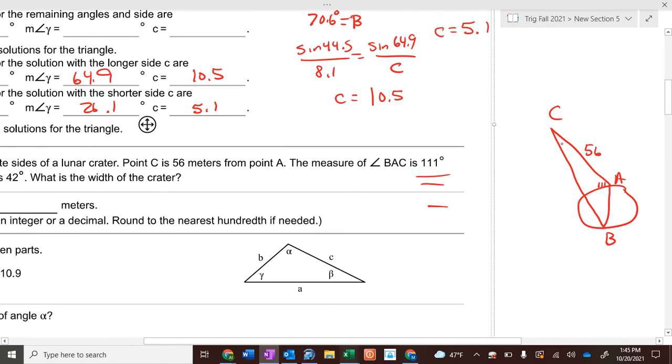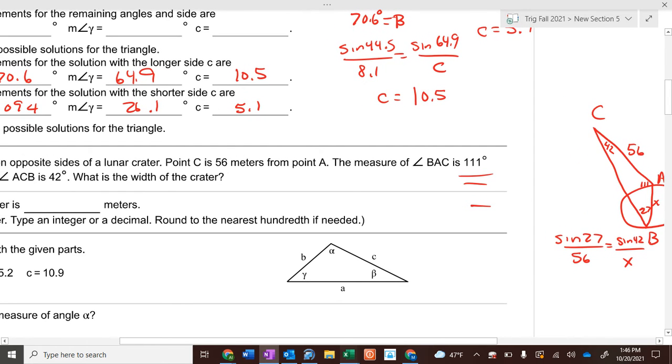So this is 42. So we know the angle opposite what we want to know, but we have 56, so we need to know its opposite angle. So 111 and 42 make 153, so that makes 27 here. So that's just law of sines. The sine of 27 over its opposite side, 56, equals the sine of 42 over its opposite side of x. 56 times sine of 42 divided by the sine of 27 is more than 56.